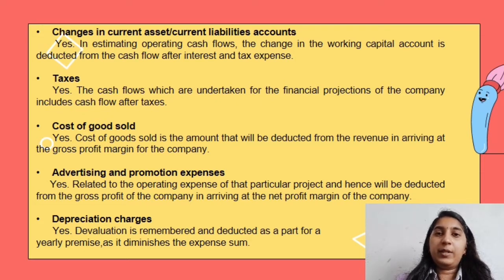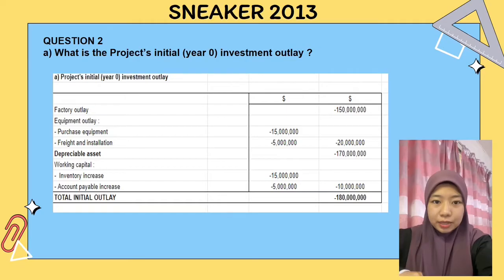Lastly, it's depreciation charges, which is also yes. Depreciation is remembered and deducted as a part of yearly premise, as it diminishes the expense sum. To work out the working incomes, depreciation is added back as it doesn't address a money surge.